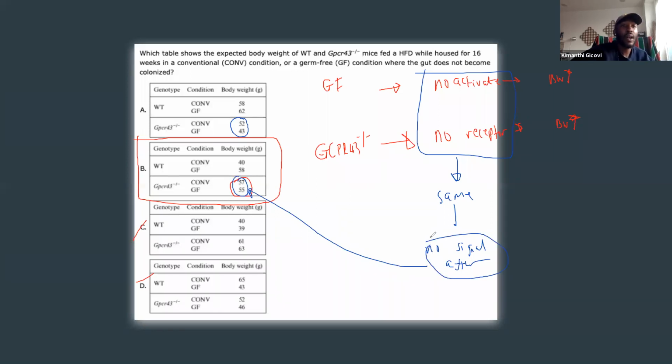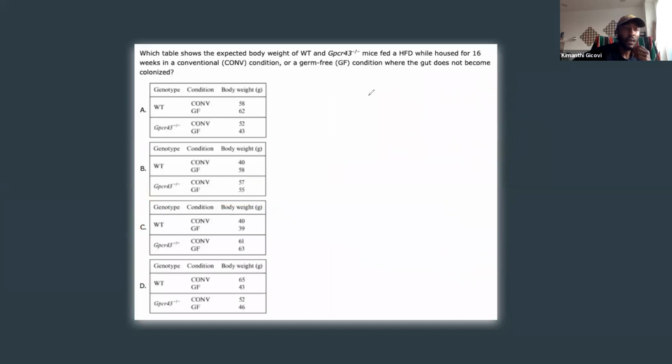And regardless of whether or not you had the receptor but were in a germ-free environment, or did not have the receptor, you basically look the same, right? And the reason I always love to end these sessions here is an implicit question is going to ask you to do this, to go from germ-free, right? Remember how we had gut, short-chain fatty acids, GCPR, and then body weight.